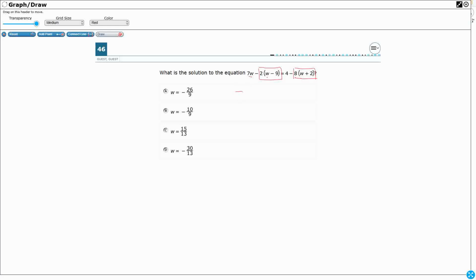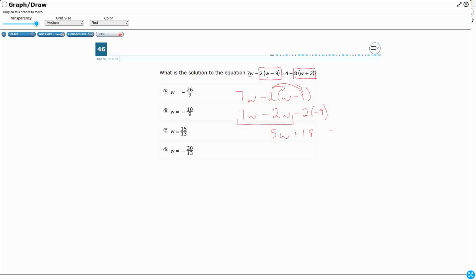So let's start with writing it down. Let's look at this left side first. I want to distribute out that 2, which means I multiply it by the w and multiply it by the 9. So let's rewrite this. It's going to be minus 2 times w, so that's minus 2w. Now I've got a minus 2 times a negative 9, so that's going to end up being a positive 18. So we can go ahead and simplify this. 7w minus 2w is 5w. And then I've got a minus 2 times minus 9, positive 18.